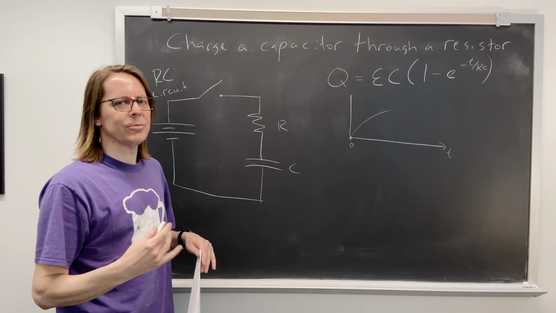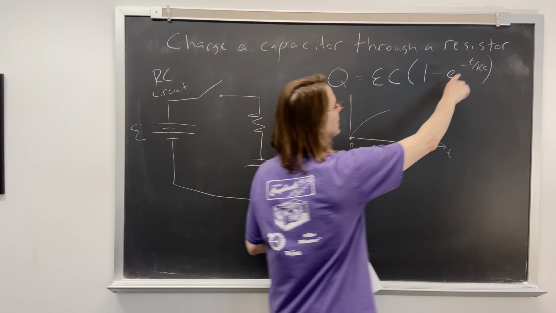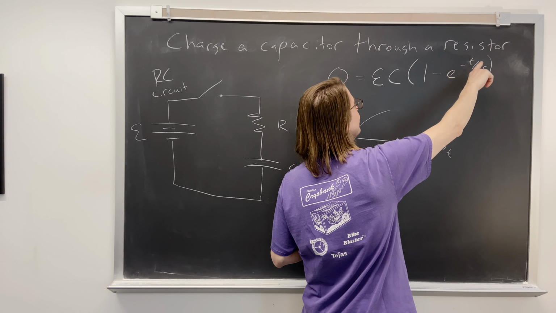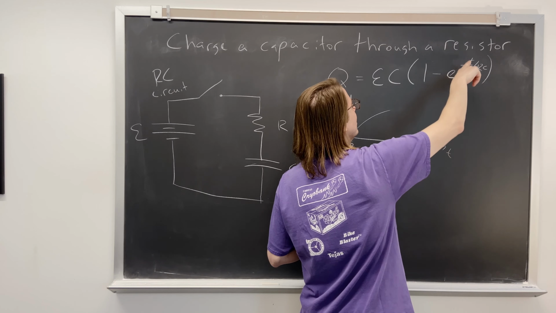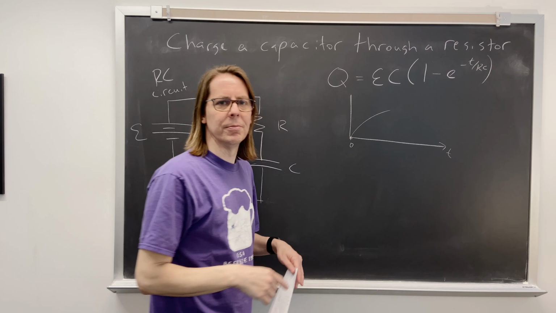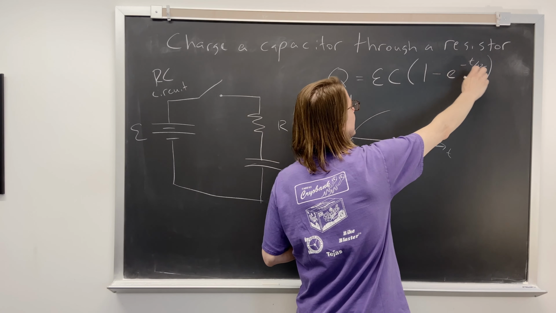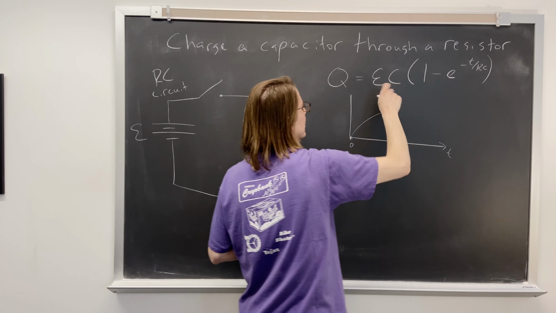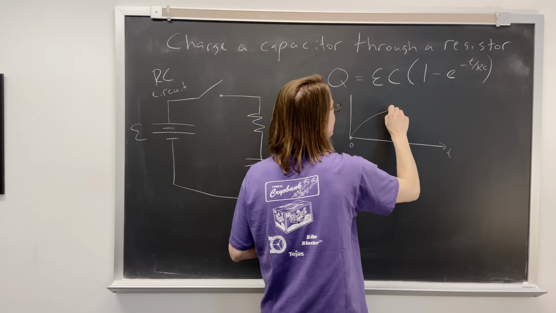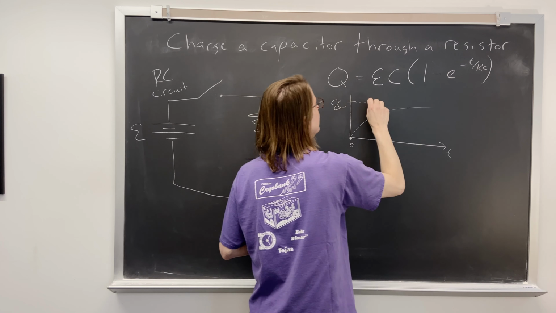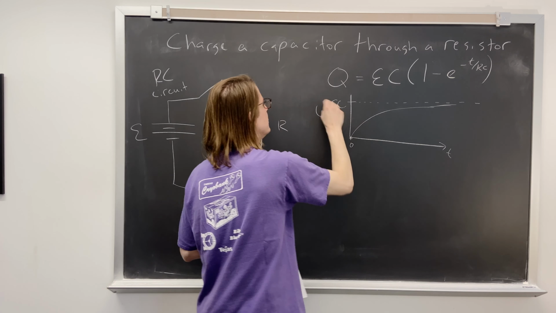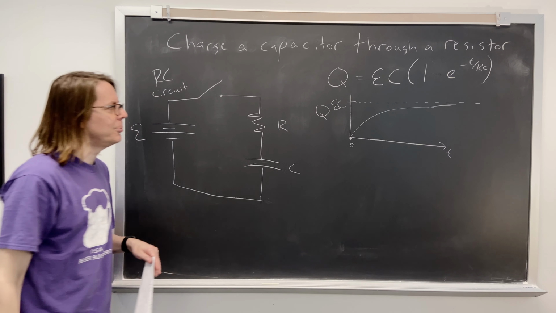But eventually it stops growing, because if we make this really big, e to the minus something big is 1 over e to the something big, which is 1 over something big, which is 0. So eventually this thing is shrinking down to 0, exponential decay towards 0. 1 minus 0, now it's a constant, constant, constant. So basically this thing approaches this magic value EC, which you recognize as being fully charged. So that is the charge as a function of time on that capacitor.